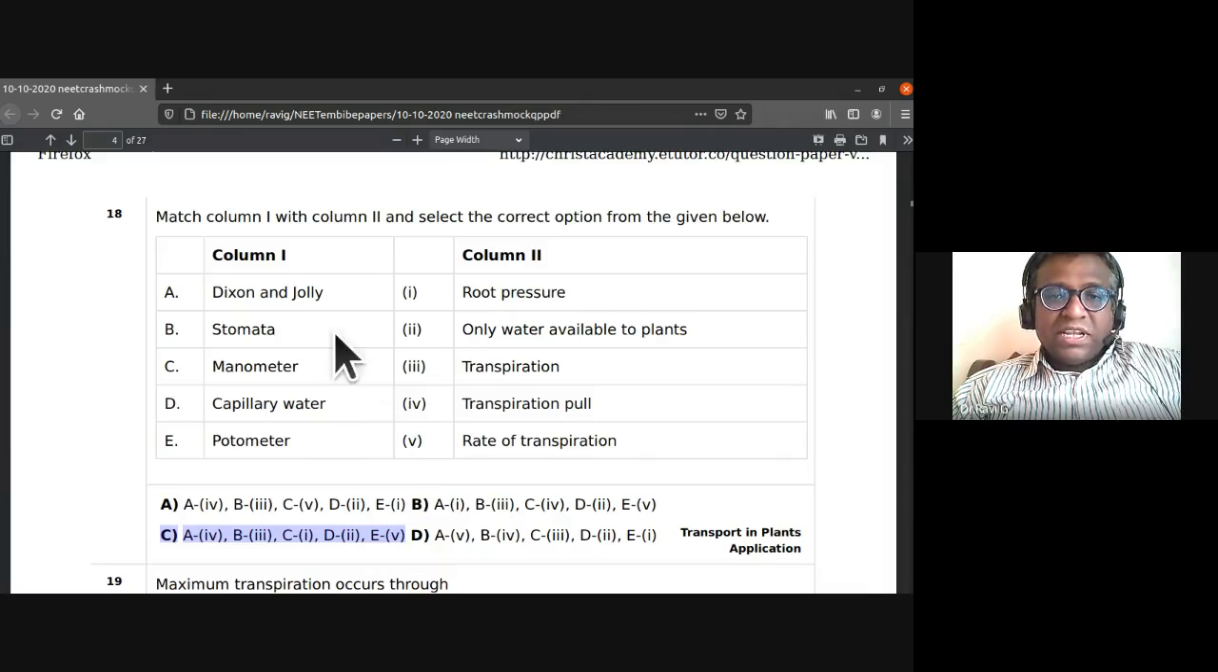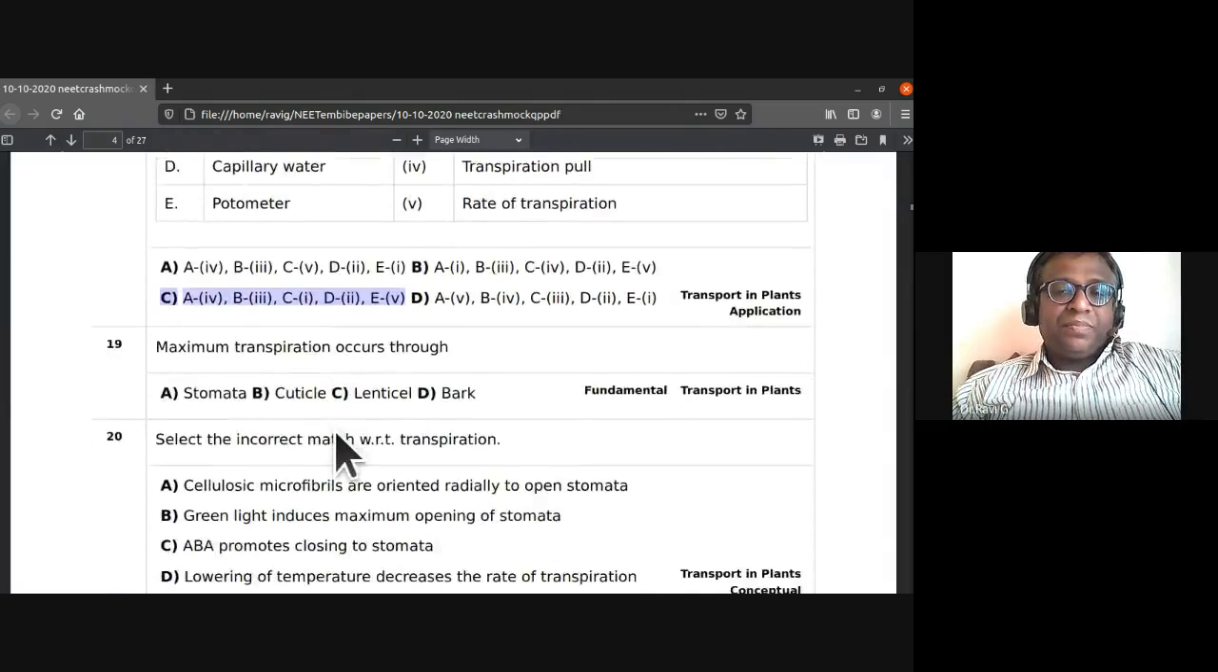A4, that is Dixon and Joly, they put forth this transpirational pull theory. Stomata is responsible for transpiration. Manometer is an instrument used to measure root pressure. Capillary water is the only water available to plants. Potometer is an instrument used to determine the rate of transpiration. E is 5. So that combination you come across only in C. Okay, the 18C is the correct answer.